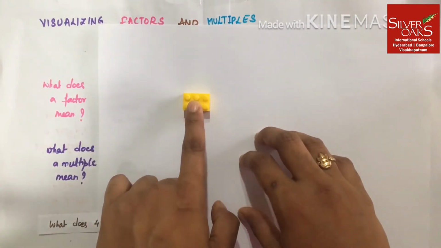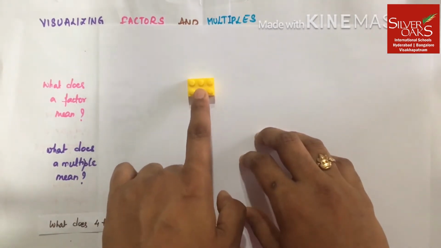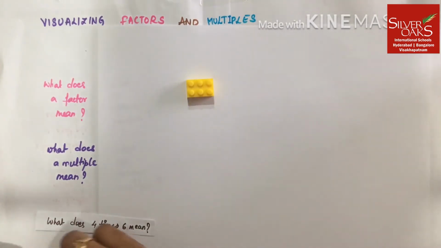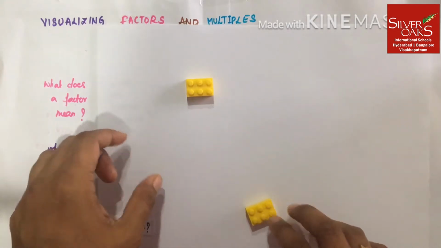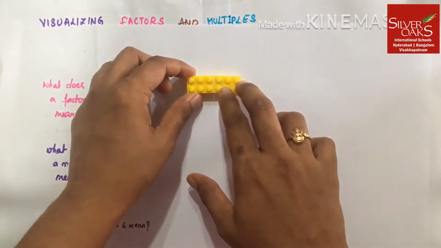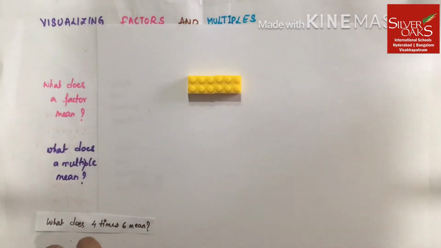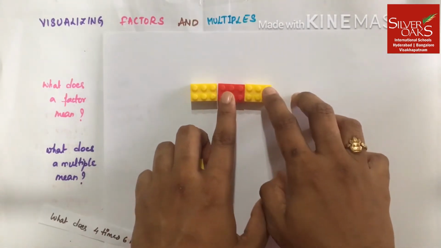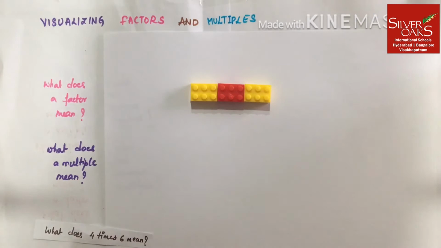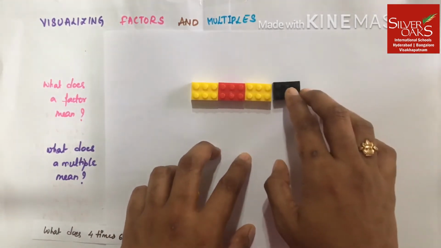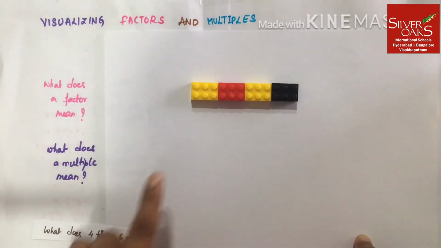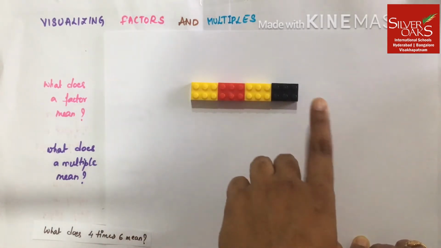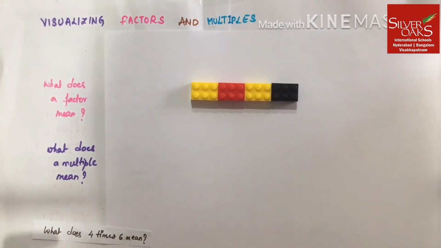So here I'm using my Lego size of 6. This is 1 time of 6, but I'm supposed to use it 4 times. This is the second time I'm using, third, and fourth. So 4 times of 6 comes to 24 in total.